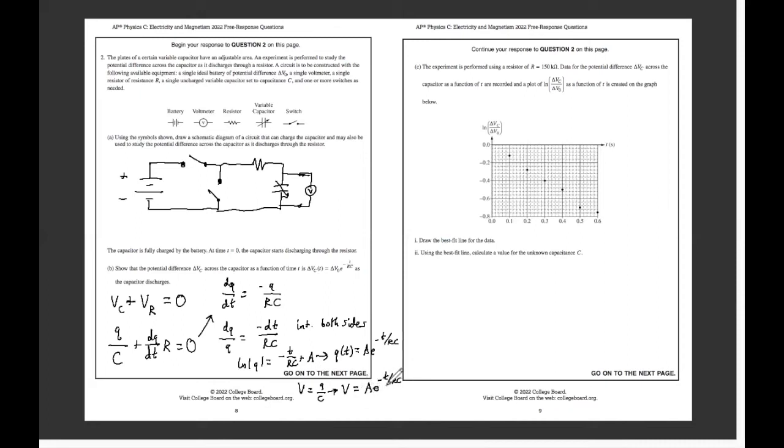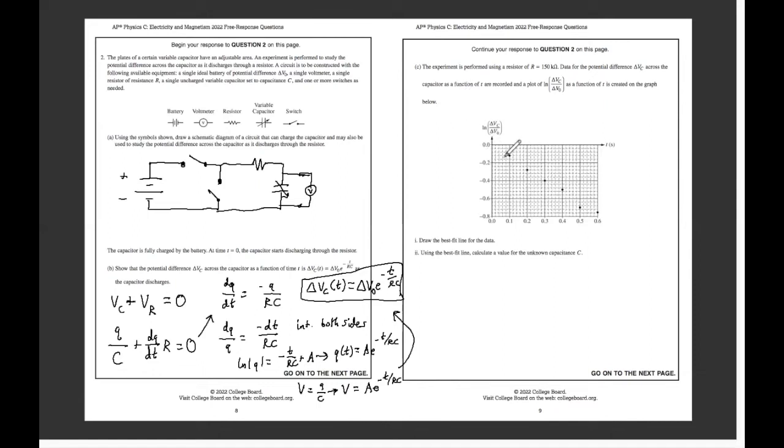Now do note that the initial voltage in discharging is equal to the battery voltage. So therefore A is going to equal delta V naught. And so delta V C of t, the voltage across the capacitor, the potential difference across the capacitor, right? V and delta V, I'm kind of using them interchangeably. They do represent the same thing in my notation. And that's going to equal delta V naught e to the negative t over RC then. And so the solution is shown.